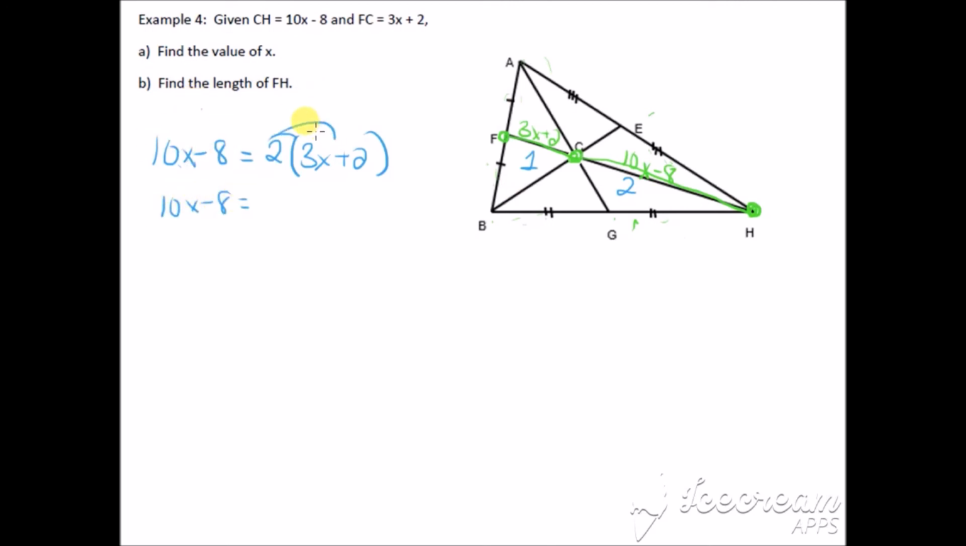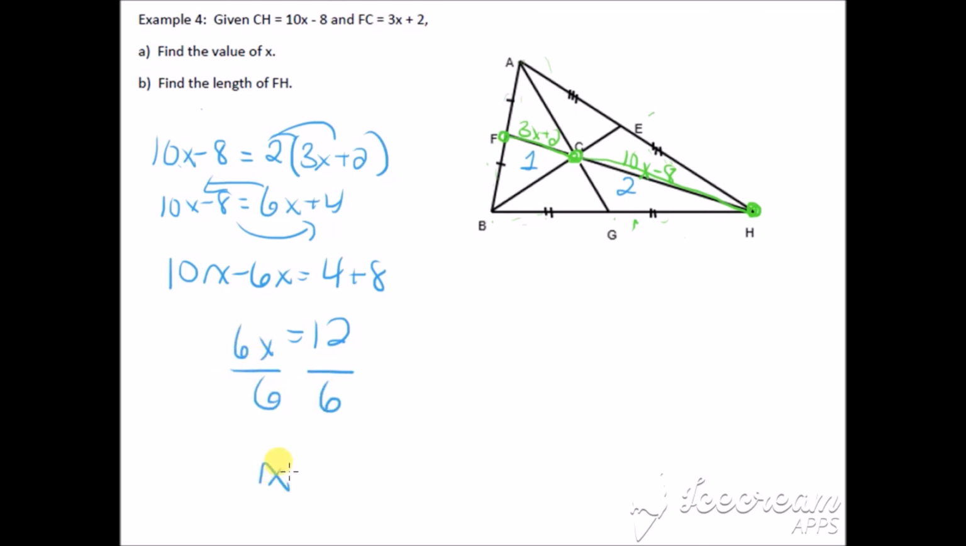Okay, and we can expand this. So we have 6x plus 4. Move that over, move that over. We get 10x minus 6x equals 4 plus 8. 8, 9, 10, 11, 12. We get 6x equals 12. I get x equals 6. Okay, and then we can just do it as 6.